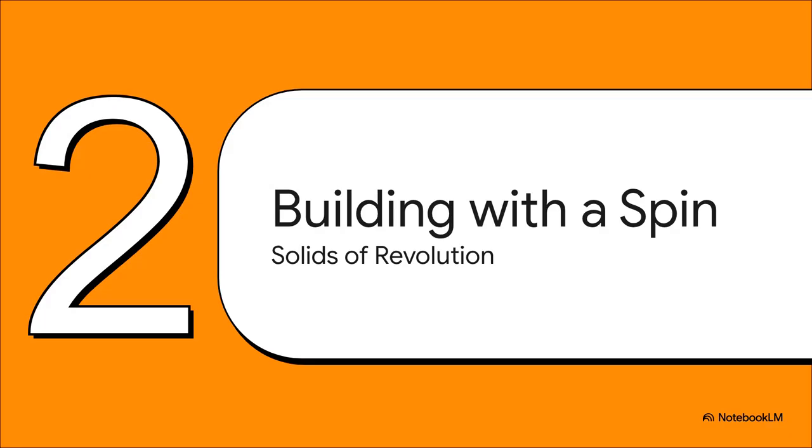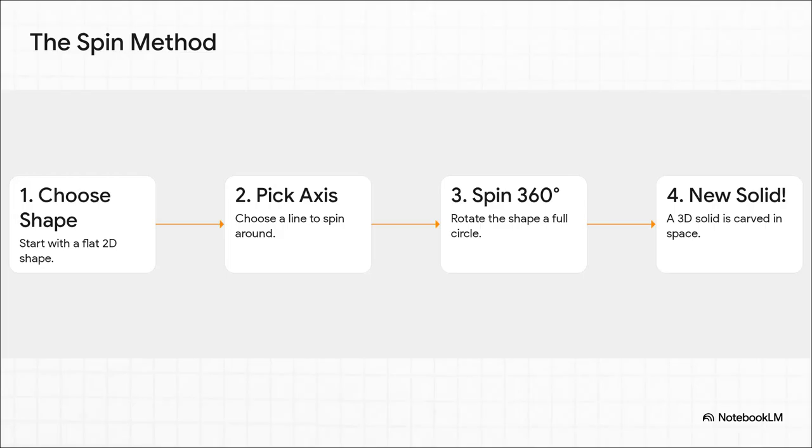Okay, so we've mastered building with flat faces. But what about all the curves we see in the world? A ball, a bottle, a lampshade? For that, we need a completely different, way more dynamic technique. So let's move on to our second method, building with a spin. This method honestly feels a little bit like magic.